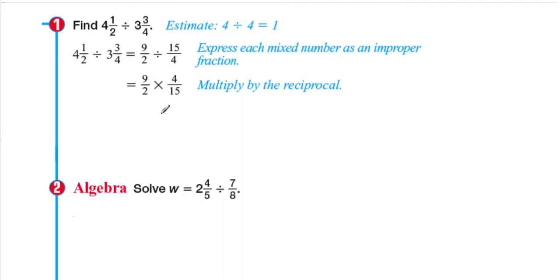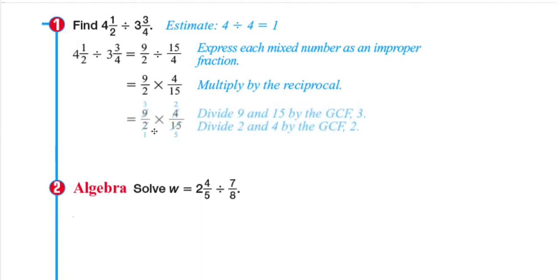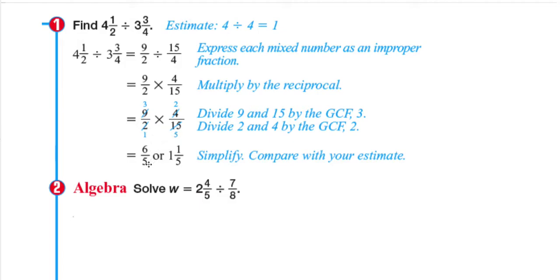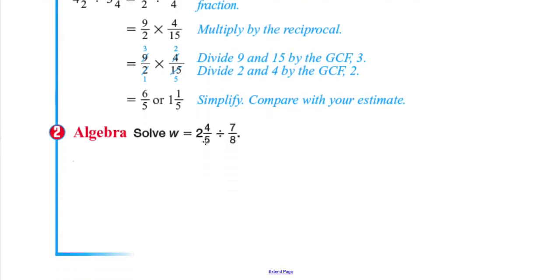The GCF of 9 and 15 is 3. The GCF of 2 and 4 is 2. So divide the numbers by the GCF. 9 divided by 3 is 3. 15 divided by 3 is 5. 2 divided by 2 is 1. 4 divided by 2 is 2. And then multiply straight. 3 times 2 is 6. 1 times 5 is 5. So you end up with 6 over 5, or as a mixed number 1 and 1/5. If you compare with the estimate, it's pretty close. So our answer is correct.